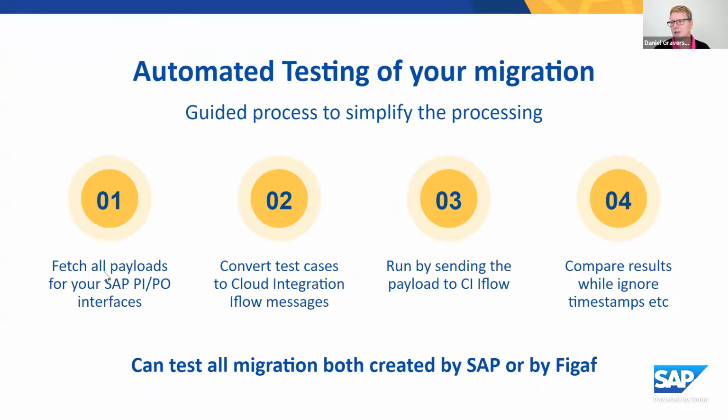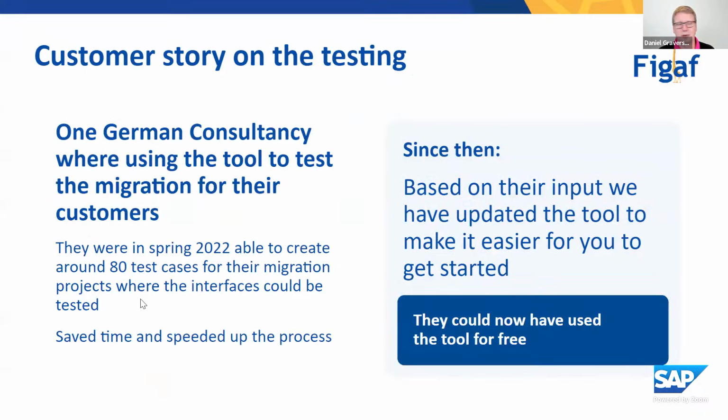This is fetching the payload from the PI system, converting the messages, running them in the CPI system, and then easily going in and seeing what is going on. We can test both the scenarios that have been migrated by SAP and the ones that have been migrated with Figaf. We have customers that have been using this, and we actually have some other stories where they've used the full suite, making the transition faster and simpler.